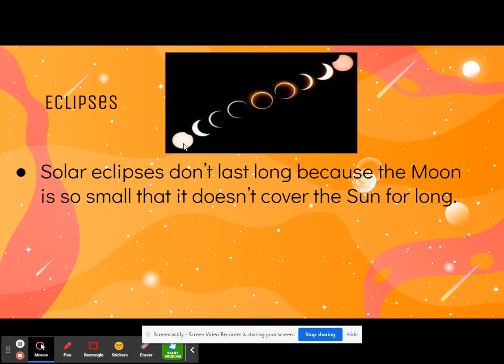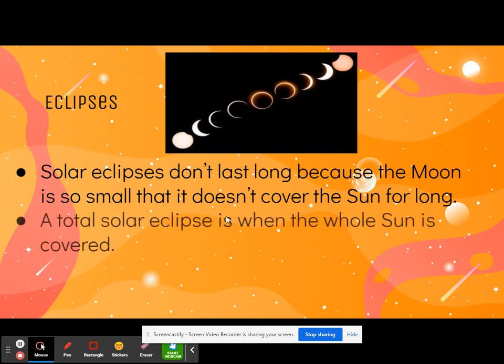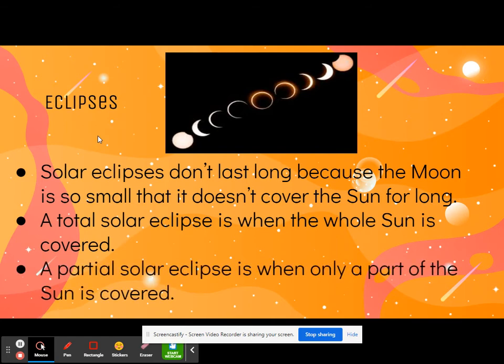By the way, this is a picture of a solar eclipse in the process. So you get just a little bit and then a little bit more until this is actually a full solar eclipse, and then it just moves right back off. A total solar eclipse is when the whole sun is covered. It'll look like this. A partial eclipse, I know, right? Is when only a part of the sun is covered.